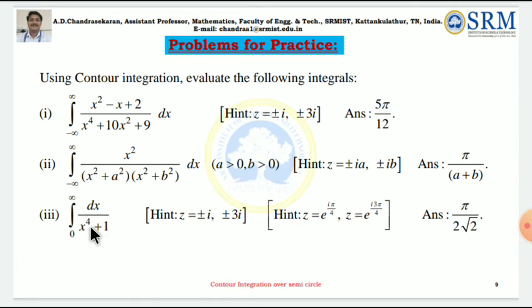So for this one, there are 4 roots once again. Here we consider only these 2 positive roots: z equal to e to the power i pi by 4 and z equal to e power i into 3 pi by 4. These 2 alone lie in the upper half of the plane. Then apply Cauchy's lemma and Cauchy's residue theorem. You will find the answer pi by 2 into root 2. So these are some problems for your practice.